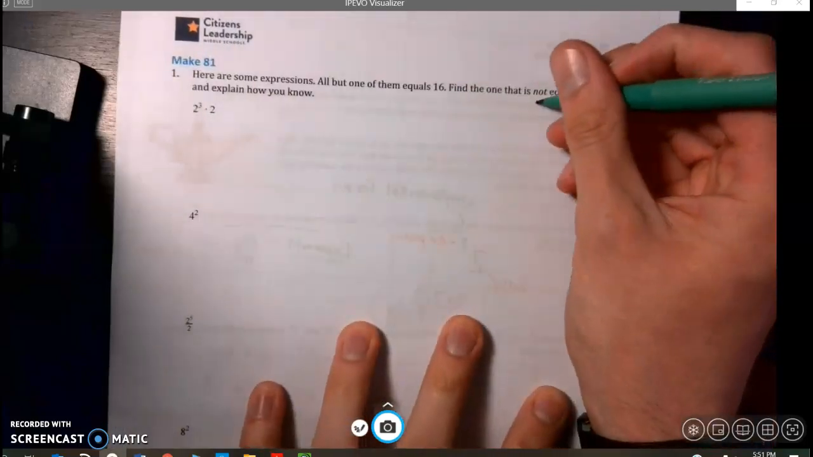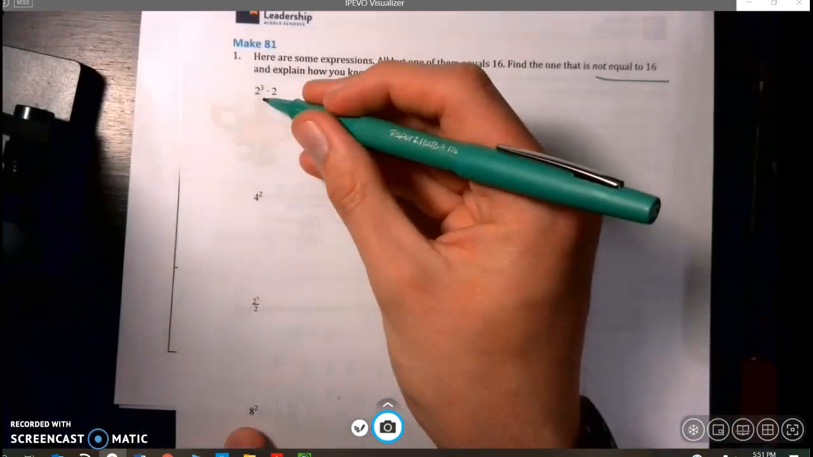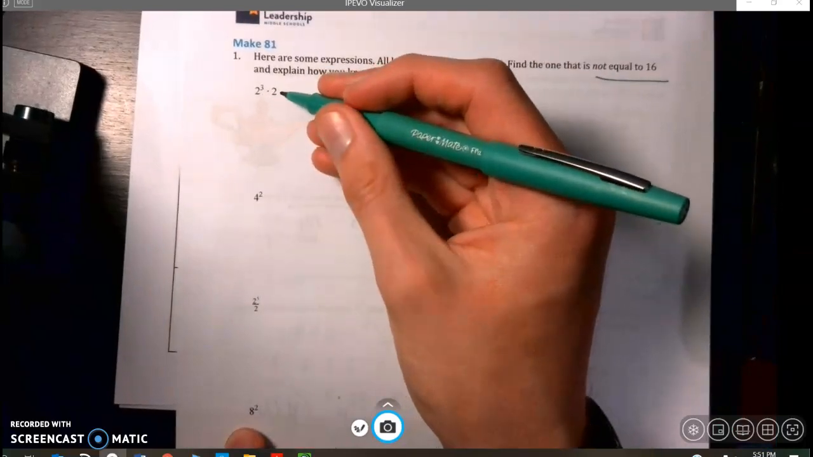So making 81. So it says we've got 4 expressions. All but one of them equals 16. So we need to find the one that is not equal to 16. All right, so let's look here. So this is 2 to the 3rd power times 2.